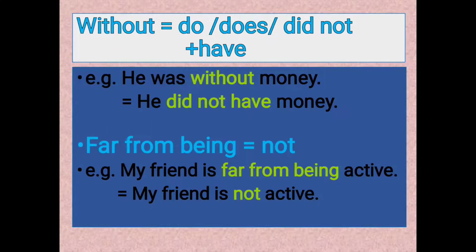"Without." With "without," you can use do, does, did not plus have. The example is: he was without money. This is past tense because "was" is there, so we have used "did not." He did not have money. Again, "far from being" is already done.